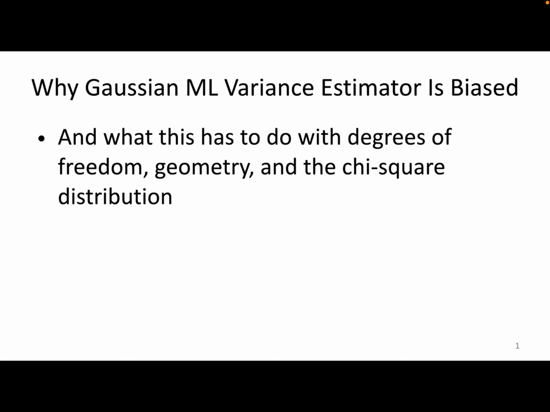Hey everyone! Today we are going to explain something subtle but incredibly important in machine learning, statistics, and signal processing. Why is the maximum likelihood estimate of variance biased? And more importantly, what does this have to do with degrees of freedom, geometry, and the chi-square distribution?